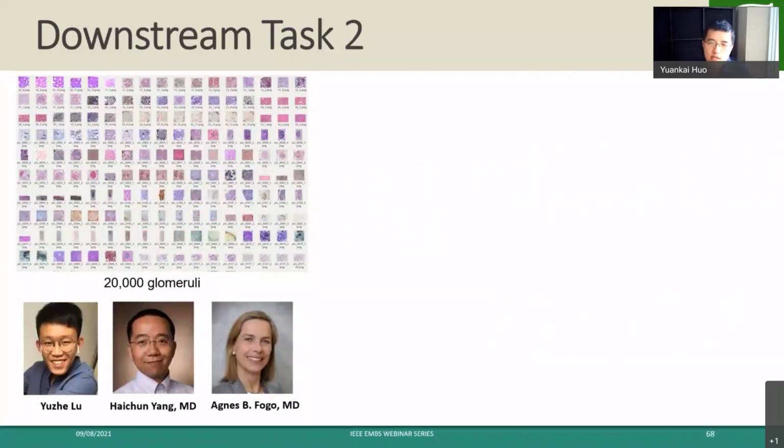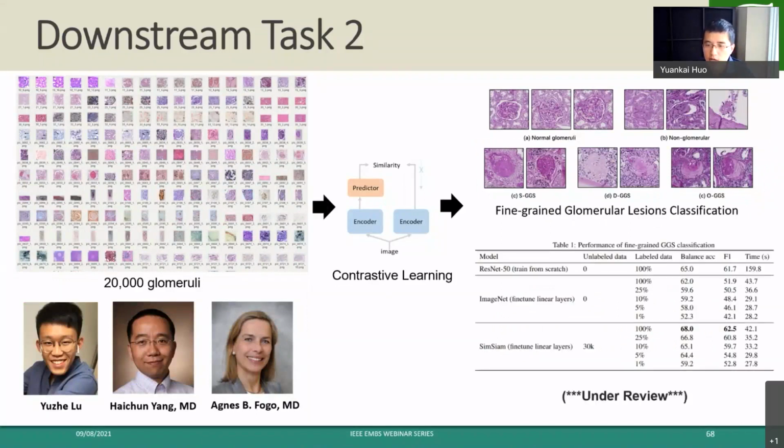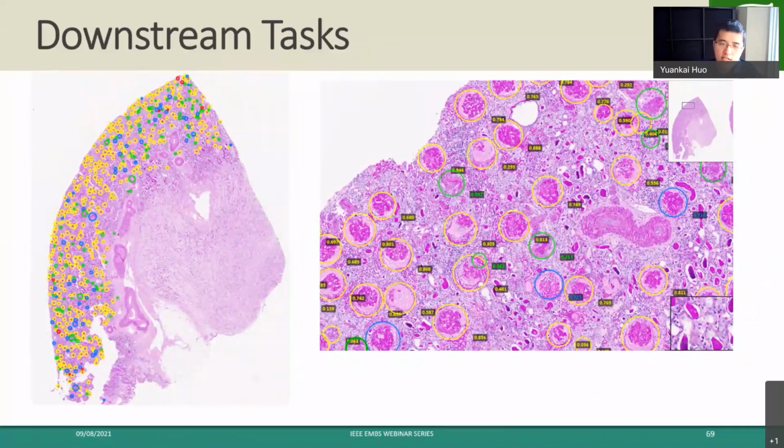And here is another downstream task, which is more interesting for physicians, that we can now do fine-grained glomerular lesion classification with a small number of training data. For example, we achieved better performance than supervised learning on this 5-class classification. So this work is still under review. Okay, with this 5-class classification, now we can have this detection and quantification result on a whole slide image. Now we can see different colors mean different classes, and we can get the lesion type of each glomerulus.